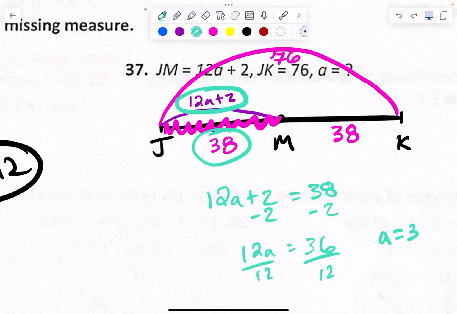Okay, do we have to plug back in? No, because it said solve for A, right?